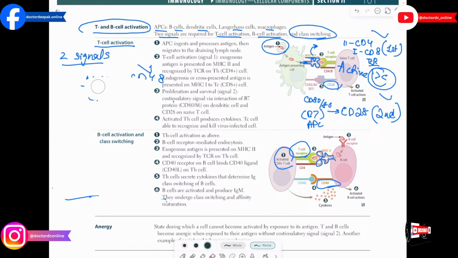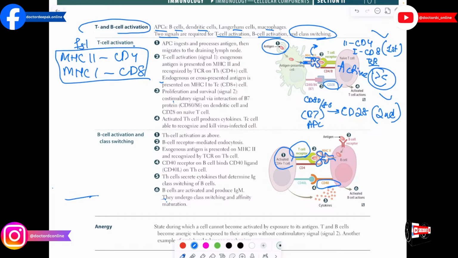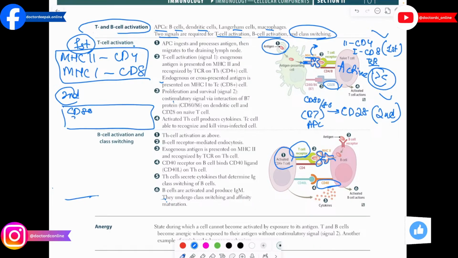For T cell activation, the T cell has MHC class 2 for CD4 and MHC class 1 for CD8, and they are going to attach. This is the first signal. The second signal is between CD80, 86 or B7 of the antigen presenting cell, which is going to attach with CD28 present on the T cell.